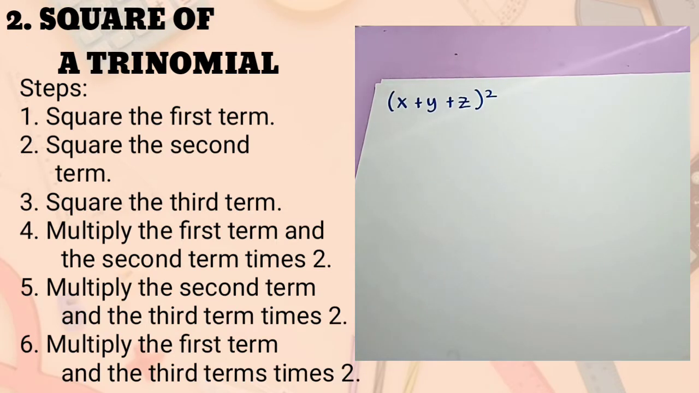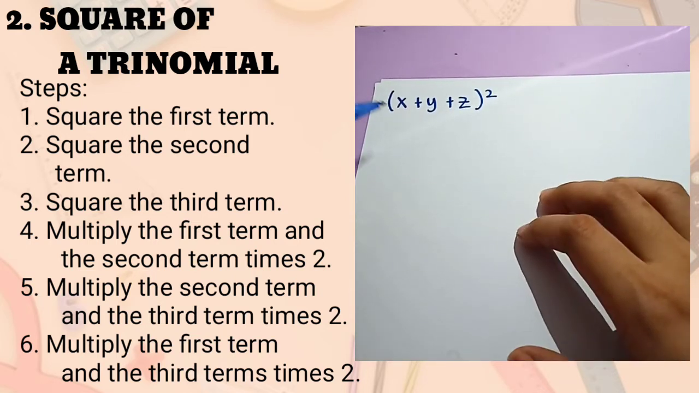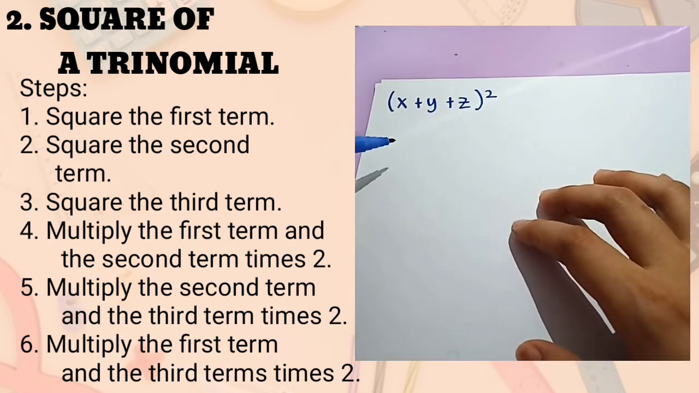Let us proceed with square of trinomial. Ngayon, trinomial naman yung ating i-square. Yung trinomial ay binubuo ng tatlong terms. So, our given is the quantity of x plus y plus z squared. Here are the steps kung paano maisasagawa ang square of trinomial.